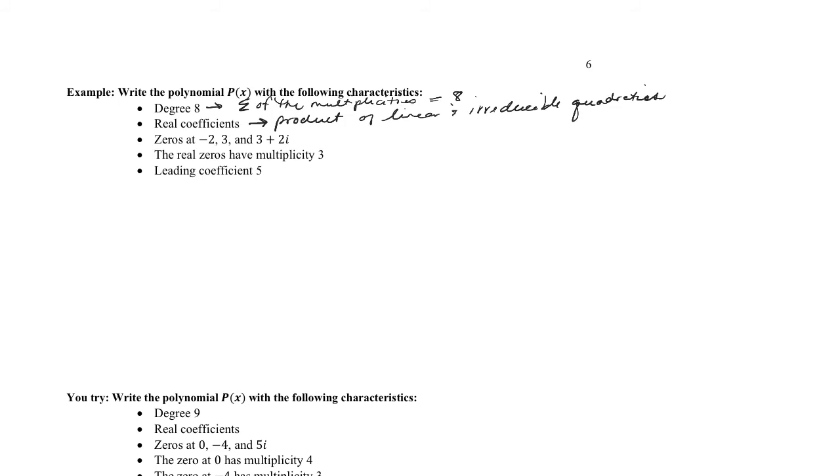Our zeros are at -2, 3, and 3 plus 2i. So again, we're going to have another zero at 3 minus 2i because they come in pairs. And then the real zeros, we're told, have a multiplicity of 3. So the real zeros are at -2 and 3. If my zero is -2, my factor is x plus 2, and that's going to have a multiplicity of 3. If my zero is 3, my factor is x minus 3. Again, that will have a multiplicity of 3. And finally, the leading coefficient is 5.